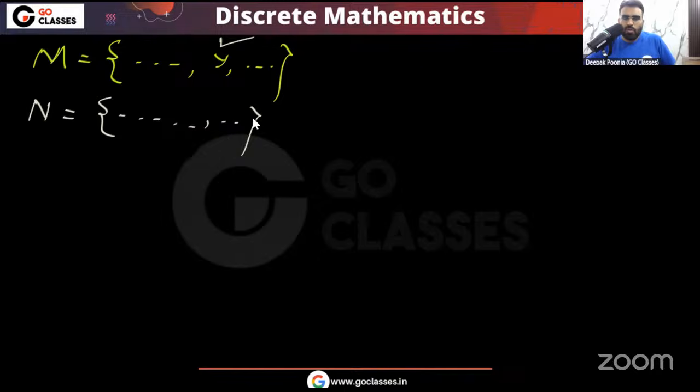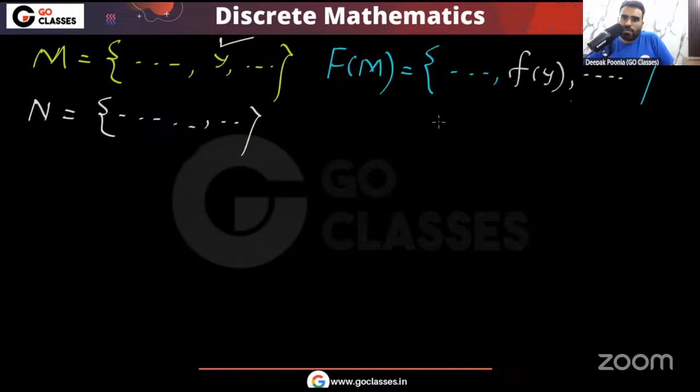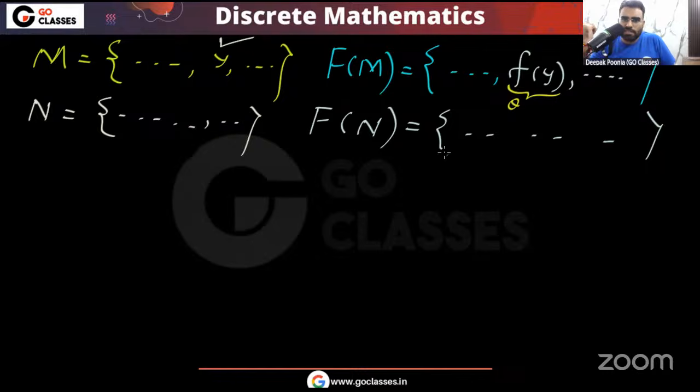Correct? So you just tell me one thing: what will be capital F of M? For this capital M, what will be the capital F image? For each element, you will find the small f image, which means you will find small f of y. And here, what will be capital F of N? Now you notice something interesting. Let's assume this element is theta. Can I say this theta will not belong here?